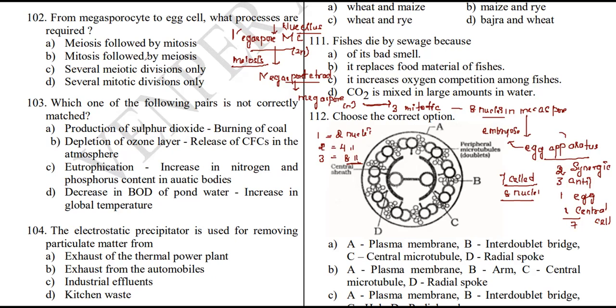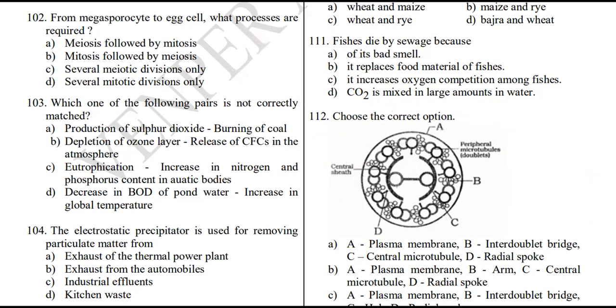So what is happening here? First is going to be meiosis. The megaspore mother cell undergoes meiosis followed by mitosis. So 3 mitotic divisions, meiosis followed by mitosis. So what's the answer going to be? The answer is going to be option A. Okay, yes.